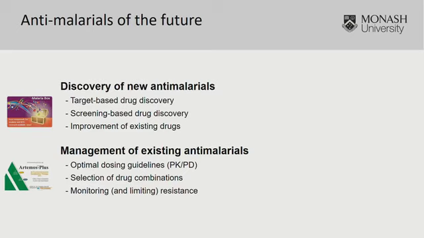One is in terms of new drug discovery, and classically that can be a target-based approach, or we've seen that screening has been very successful with antimalarials, and also the approach of improving existing drugs, like with the OZs, the ozonides, how we worked on the peroxide structure of the artemisinin. Likewise, we need to manage our existing antimalarials better: better dosing, better selection of combinations, and looking out for resistance.